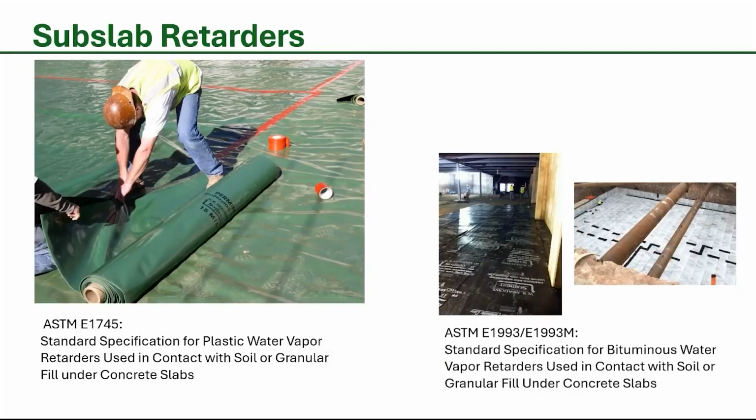Subslab vapor retarders. The most common, ASTM E1745. The oldest and least common, but also the most durable and still has niche application, the ASTM E1993. Those should not be in the same spec section. They need to be in separate spec sections. They are different materials. I still see them mixed up, but primarily when we're speccing subslab vapor retarders, we should be in the ASTM E1745 section. And that should also include a section on the need for the accessory tapes and detailing pipes and penetrations.